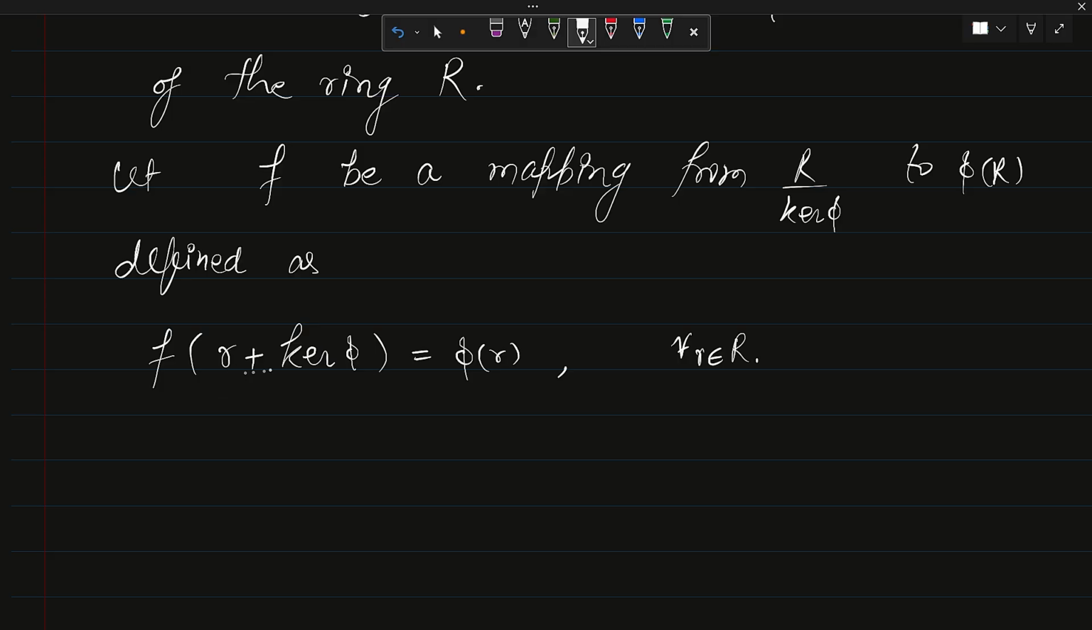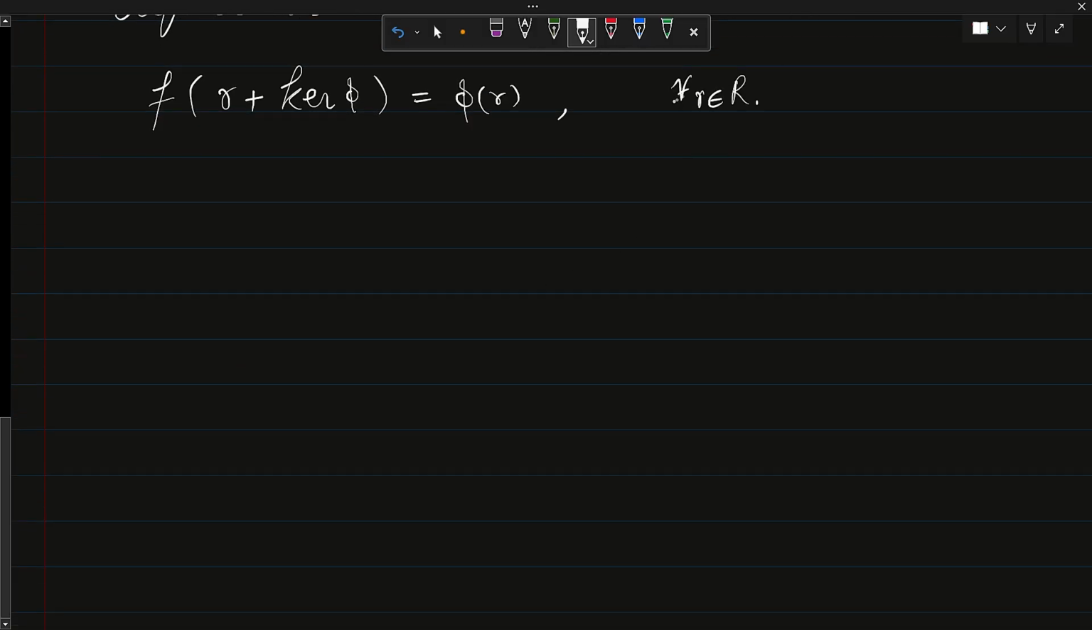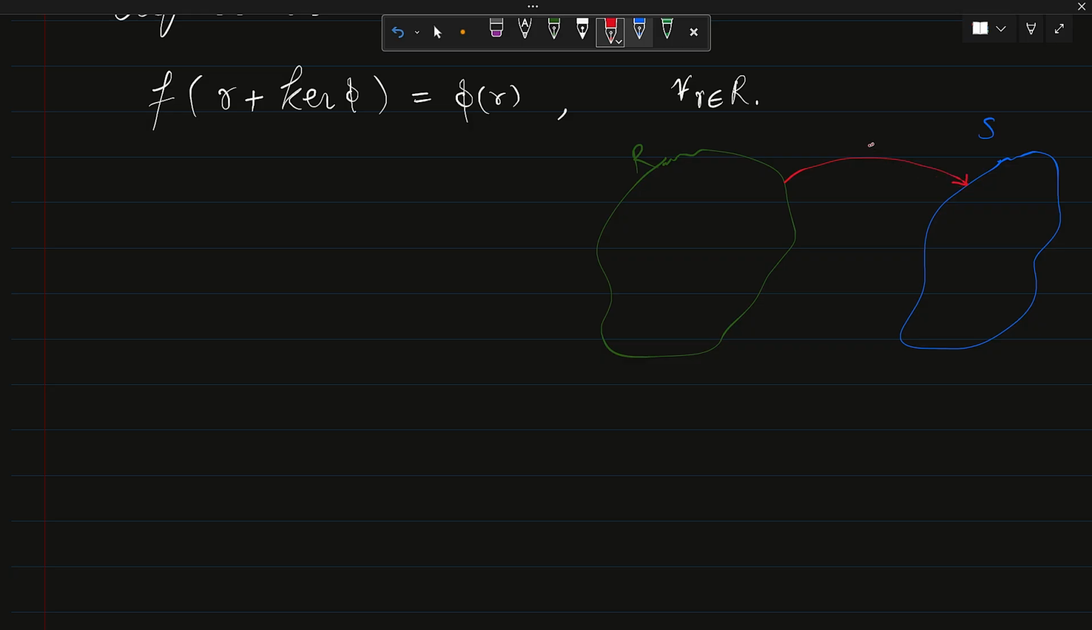Okay, so this is the mapping F, and we are going to prove this F mapping to be an isomorphism. But before going to the proof, let me write how this scenario looks. Okay, so let this be our ring R, and somewhere this is our ring S and we have a mapping from R to S, and this mapping is the phi mapping. When we have the phi mapping, we can also identify its kernel, and we showed that the kernel is a subring and, more precisely, an ideal of this ring R. Okay, so I can say that somewhere here we have the kernel of phi.